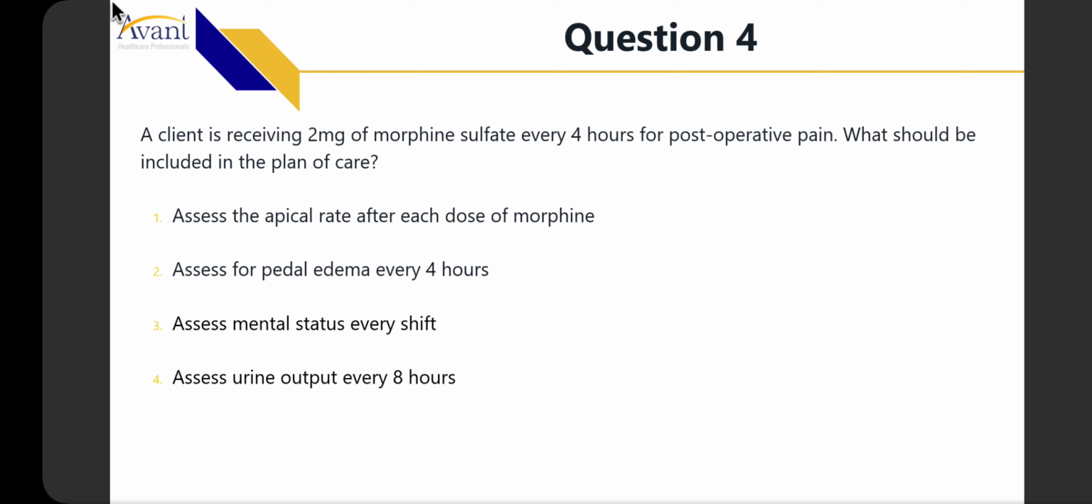All right, time's up. Let's take a look. A client is receiving 2 milligrams of morphine sulfate every 4 hours for post-operative pain. What should the nurse include in the plan of care? What should we include for a patient taking morphine? So what is morphine? I'm going to ask you. You should know by now.